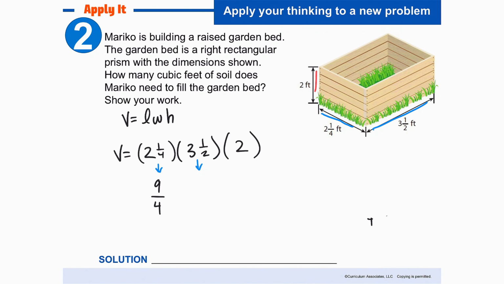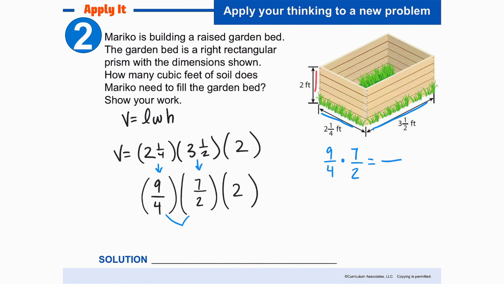Okay, so we have 9/4. Then we'll go ahead and look at 3/2. We have 6 and 1, which is 7/2. And then we'll go ahead and bring down our 2. Okay, so what we're going to do here is start off by going from left to right. So we'll multiply these guys together. So 9/4 times 7/2. We'll just go ahead and multiply straight across.